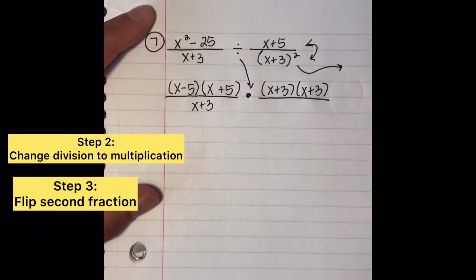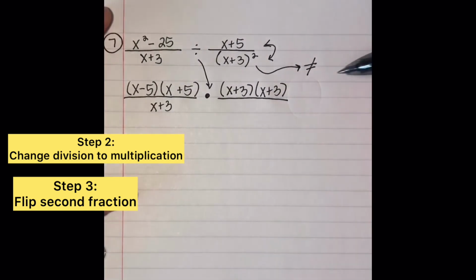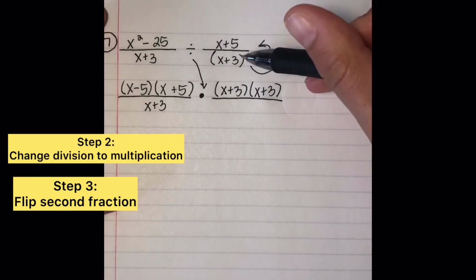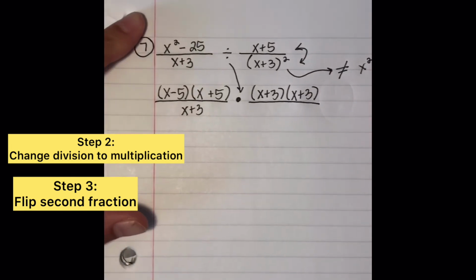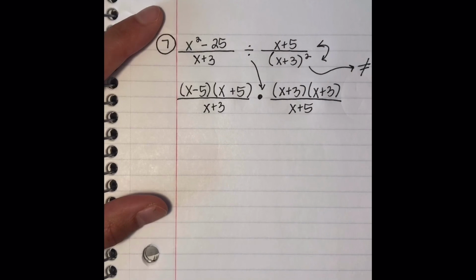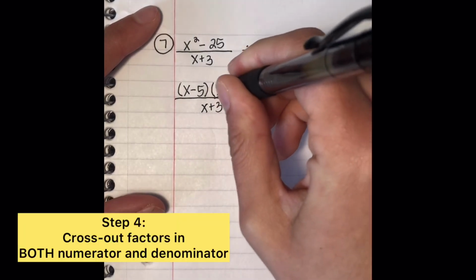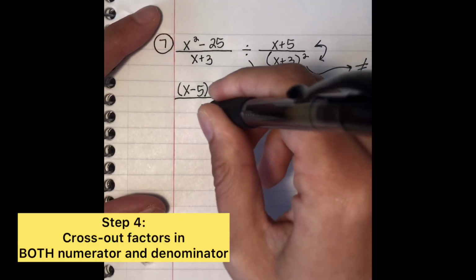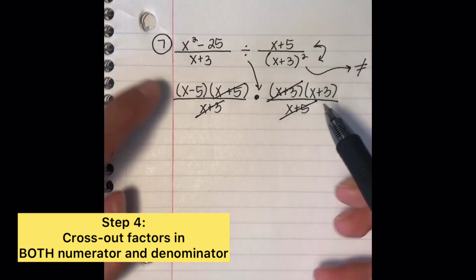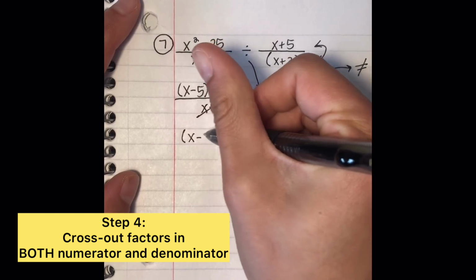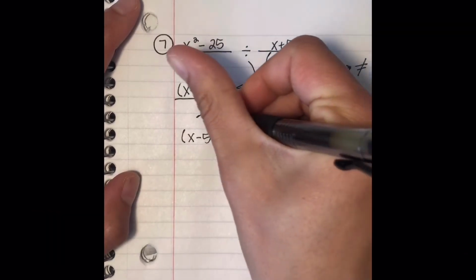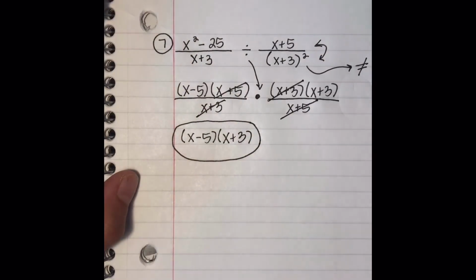This side note is not the same thing as x squared plus 9. You don't just get to square both of them, you need to write it twice. All right, so then I've got x plus 5 on bottom. We will cross off anything that's on top and bottom. So I've got x plus 5 over x plus 5, and I've got x plus 3, x plus 3. So the only things that are left are x minus 5 and times x plus 3. There is no fraction left.